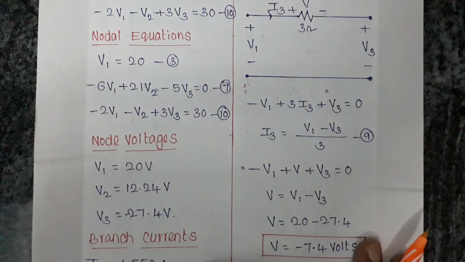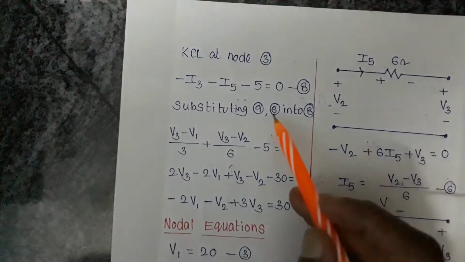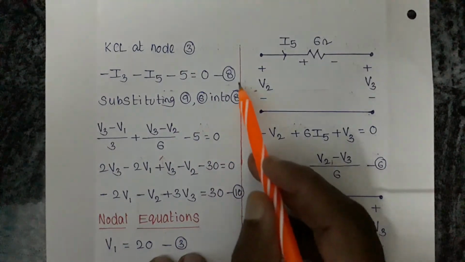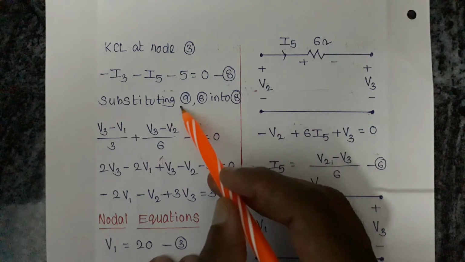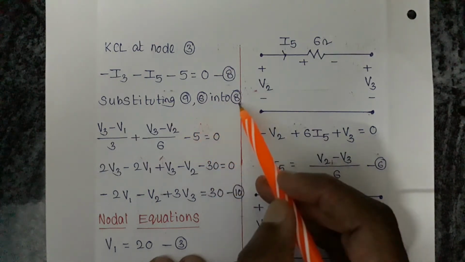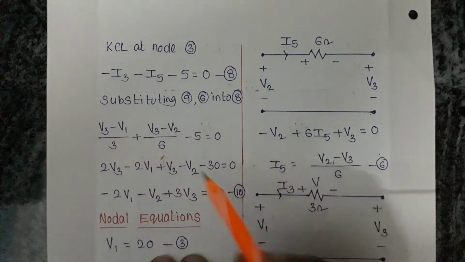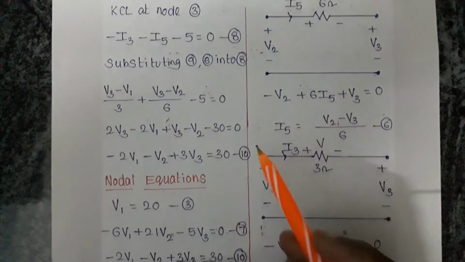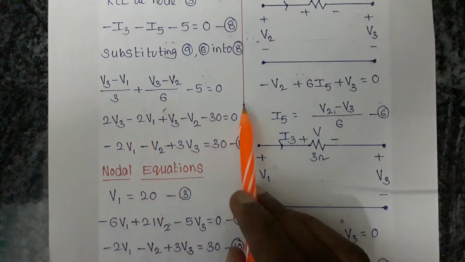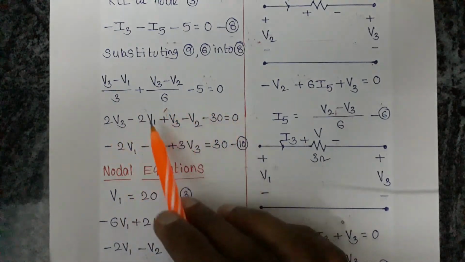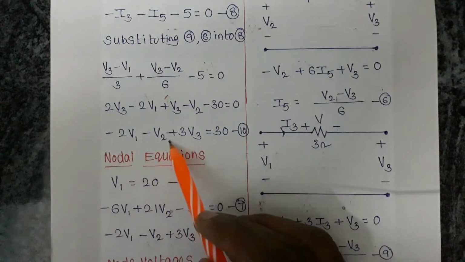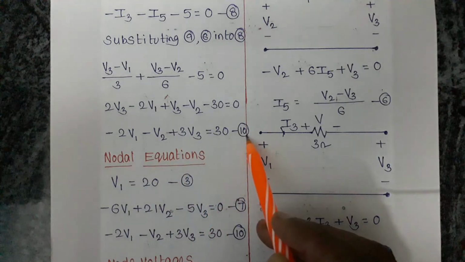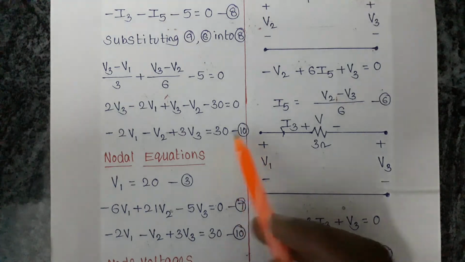Now substituting equation 9 and equation 6 into equation 8. So this is equation 8. Substituting, we get (V3 minus V1) by 3 plus (V3 minus V2) by 6 minus 5 equal to 0. Again taking 6 as the LCM and solving, we get minus 2V1 minus V2 plus 3V3 equal to 30. Taking that as the 10th equation, this is also one nodal equation.